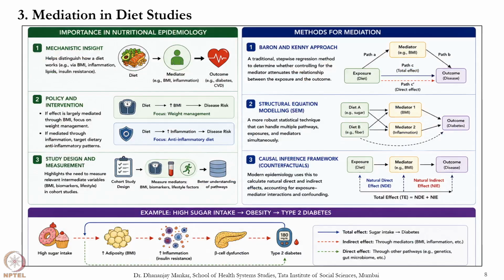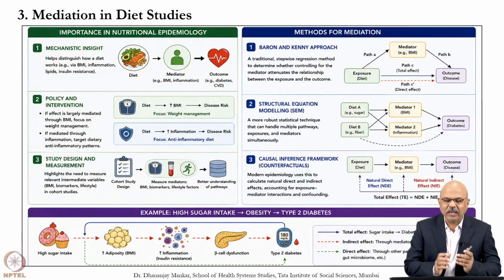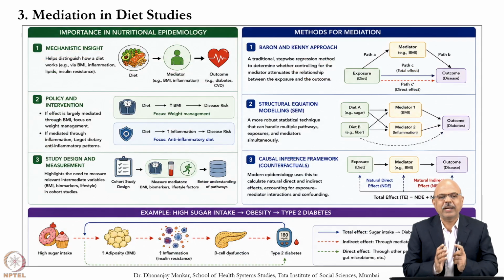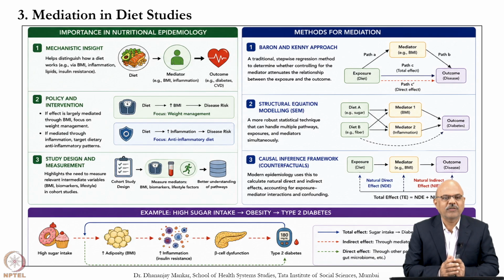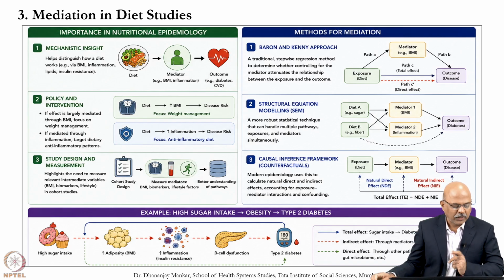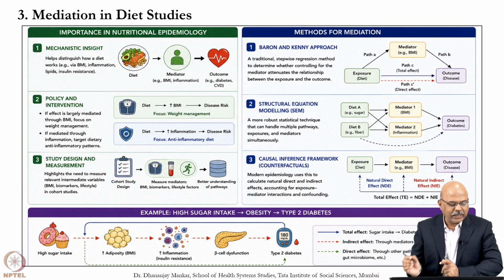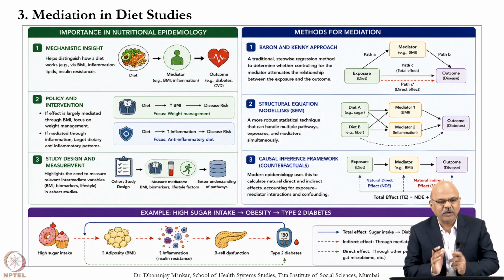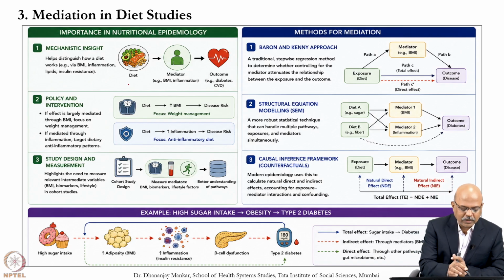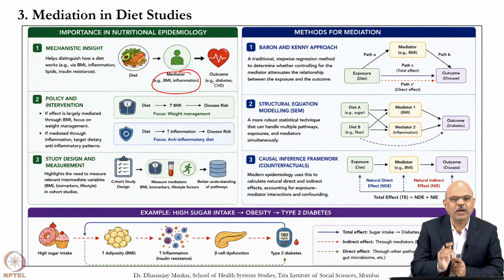Now, mediation in diet studies. What is the importance of mediation in diet studies, and what are the methods for mediation? You can see mechanistic insights. Mechanistic insights help distinguish how a diet works. For example, with BMI, inflammation, lipids, and insulin resistance, the diet's mediator is BMI or inflammation, and the outcome is cardiovascular disease.